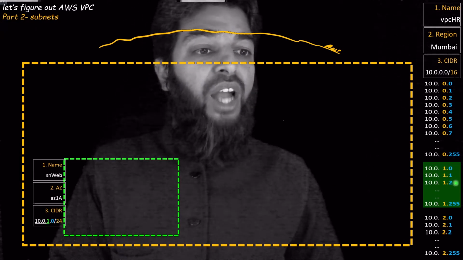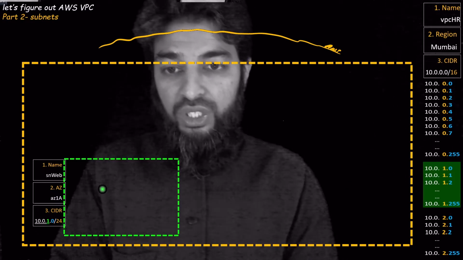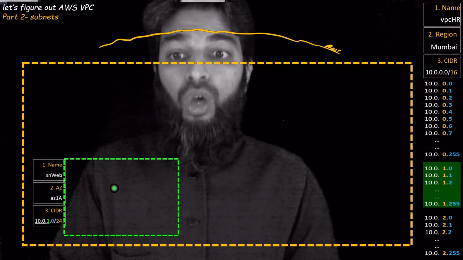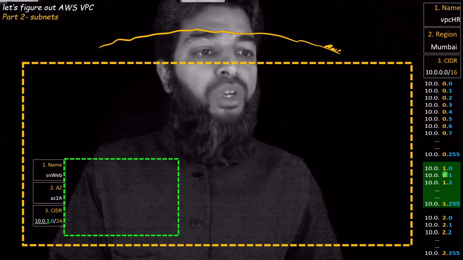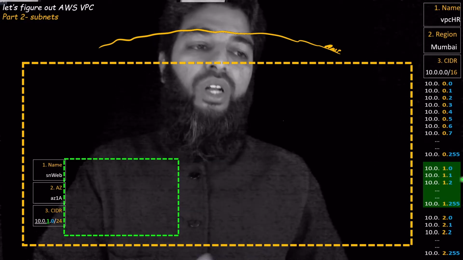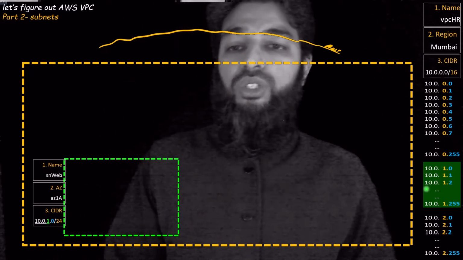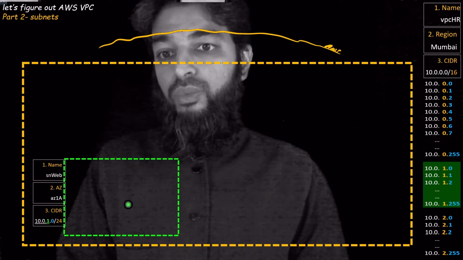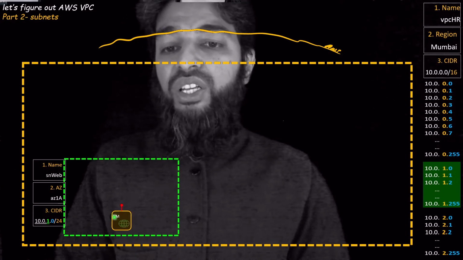10.0.1.0/24. That means we are saying all the virtual machines created in this subnet will have private IP addresses starting from 10.0.1, and then .0, .2, .3, and so on. So, 3 properties.